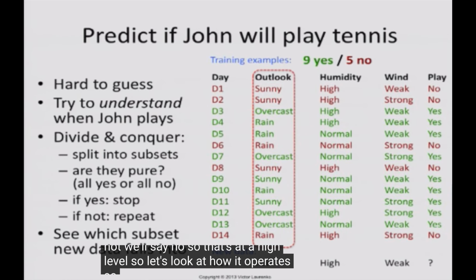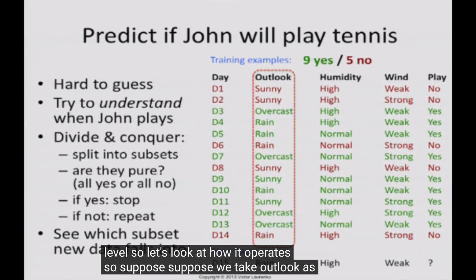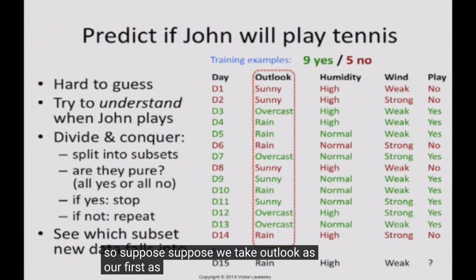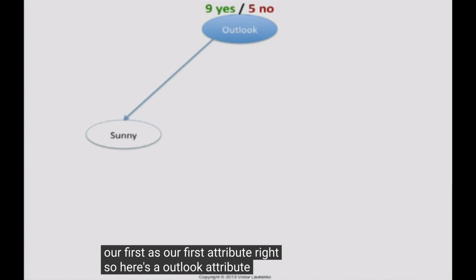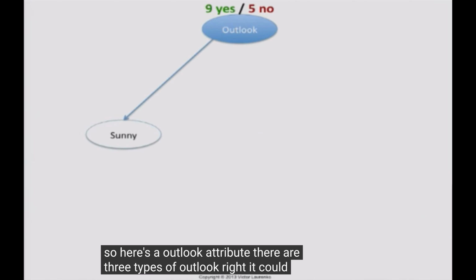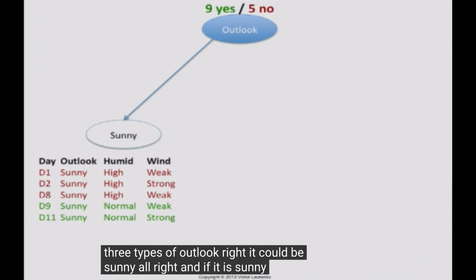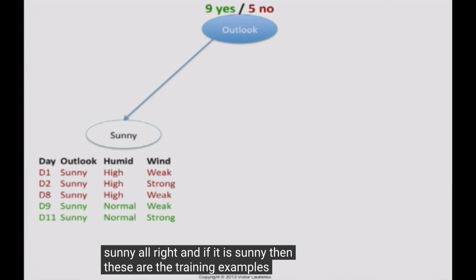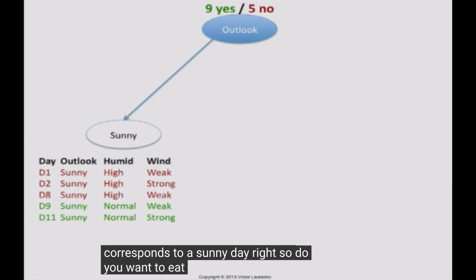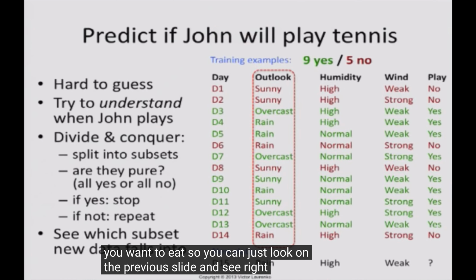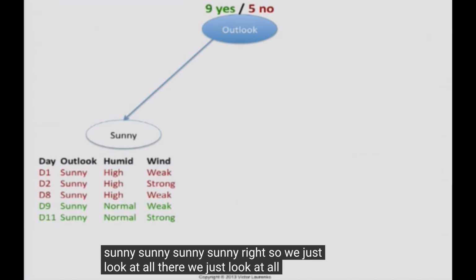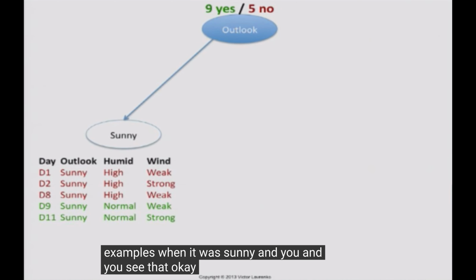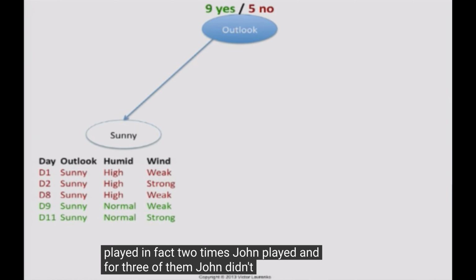Let's look at how it operates. Suppose we take Outlook as our first attribute. There are three types of Outlook. It could be sunny, and if it is sunny, these are the training examples that correspond to a sunny day. You can look at the previous slide and see them: sunny, sunny, sunny. We look at all the examples when it was sunny, and you see that for some of them John played. In fact, 2 times John played, and for 3 of them John didn't play.